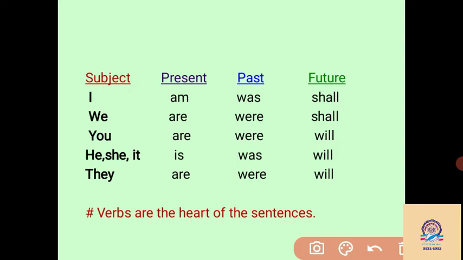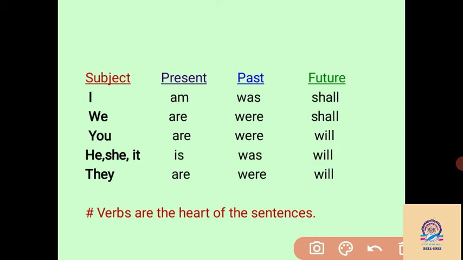Suppose the subject is I, for the present tense. We want to show the present tense, so we have to use am: I am. Then, with you in the subject, we have to use are. Then, if he, she, it is there, we have to use is. Then, if they is given here, we have to use are for the present tense. So we can say is, am, are. For the present tense, we have to use these auxiliaries: is, am, are.